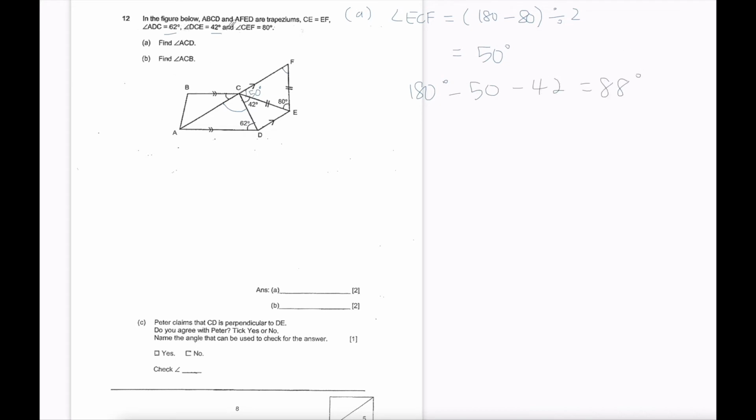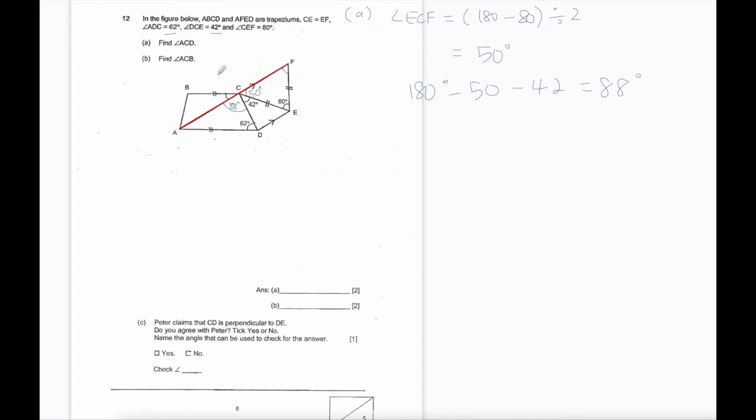And the reason is because of the straight line. I'm going to draw a straight line. AF is my straight line, because AFED itself is a trapezium. So the base, which is AF, is a straight line. So knowing that it's a straight line, and I have my 50 degrees here, I have my 42 degrees here, I can easily find this, which is 88. So that's 2 marks. So this is 88. I'm going to draw it inside.